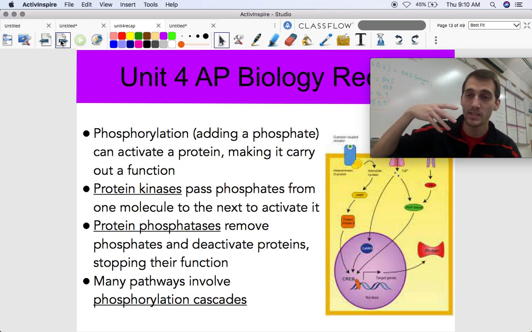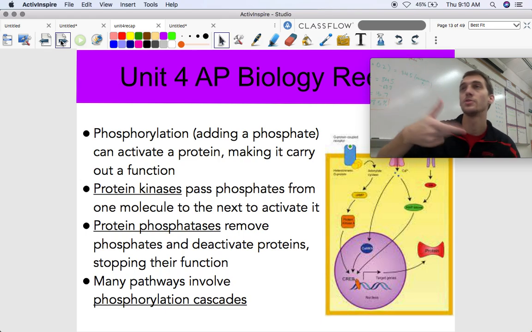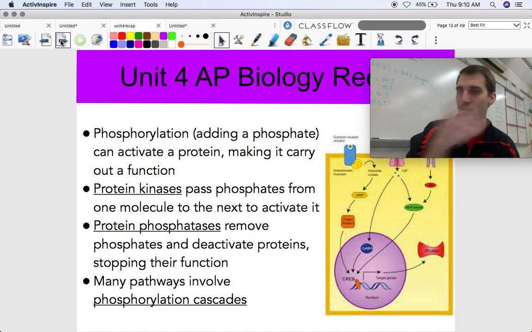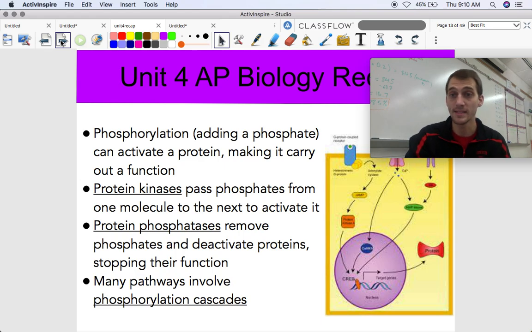And when a signal is transduced, a lot of times it's a phosphate getting passed from one protein to the next. So say, hey, go do this, hey, go do this, to make that cell function and respond to a signal. The proteins that often carry those phosphates from one protein to the next are called kinases or protein kinases. Kinases activate other proteins. Protein phosphatases do the opposite. They turn off. So a kinase activates another protein, a phosphatase deactivates it. It removes phosphates and it stops their function.